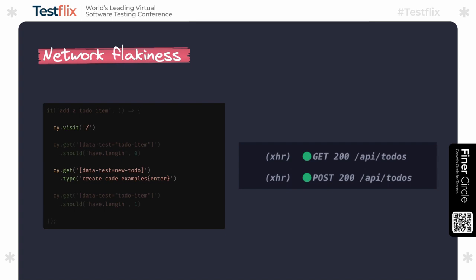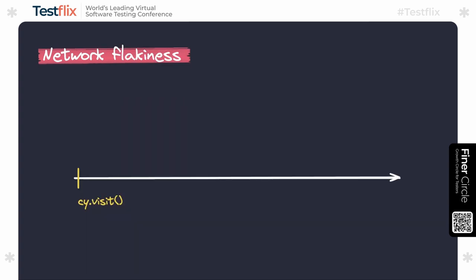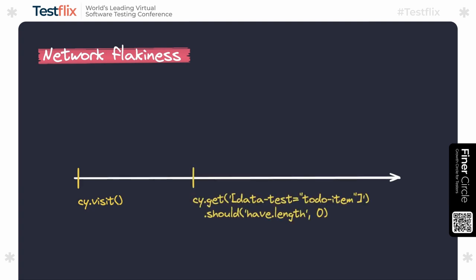And this test is flaky, because we don't really take network into account. So imagine this is a timeline of your test. We visit the application, and then we have an assertion that checks that there are no items in our list. So as the application opens, it calls this GET request. The problem occurs when the response takes a little longer, and our assertion happens way too early, before the response even comes back. We obviously might run into trouble if the response returns anything else than 0.